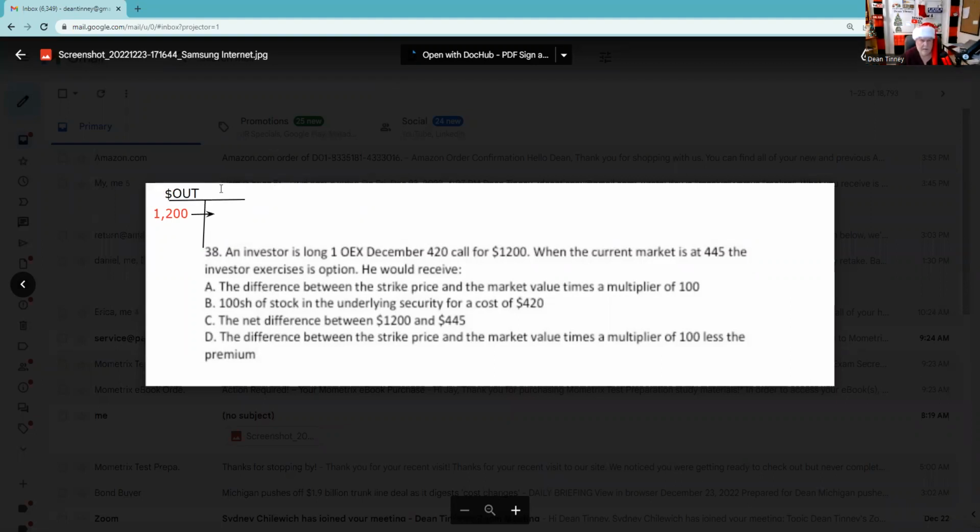Okay, so now let's put dollars in here. And so boom, dollars in. It says an investor is long an OEX 420 call at 1200 when the current market value is 445. Now, what I like to do is put the market price either above or below my strike. All right, so it tells me it's at 445, so I'm going to put that right there. And then I just kind of box it out a little bit so I can see what's going on.